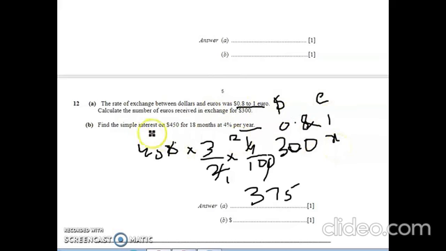PRT upon 100 for simple interest, so it's 450 multiplied by 3 upon 2 multiplied by 4 upon 100. That gives us 27. So our simple interest is $27.